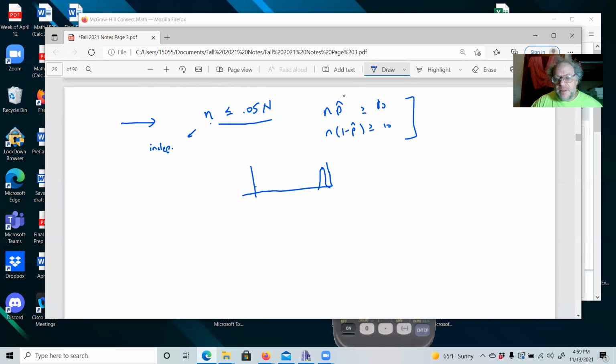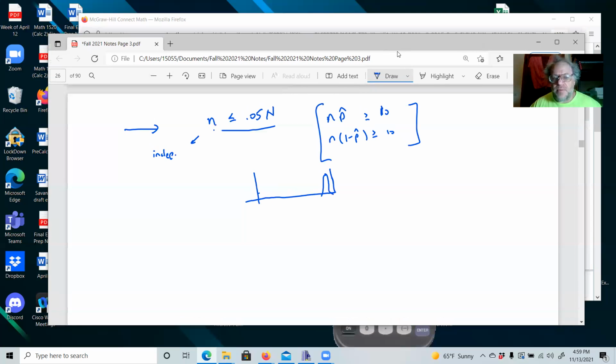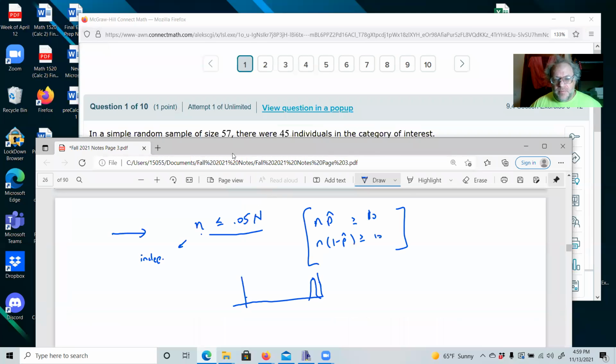I may ask you questions regarding the other one, so keep in mind that n times p or n times 1 minus p has got to be bigger than 10. That's just to keep it far enough away from the boundaries so we don't bump into them and we have a proper normal distribution one way or the other. So here we go.